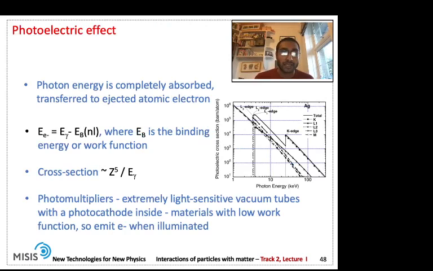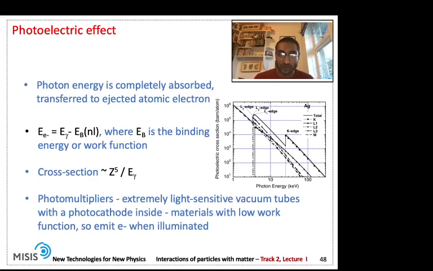So let's start by thinking about the photoelectric effect. In this case, the photon energy is completely absorbed and it's transferred to an atomic electron, which is ejected. The energy of the electron is related to the energy of the photon and the binding energy, or the so-called work function of the material. And that's shown by this expression here.